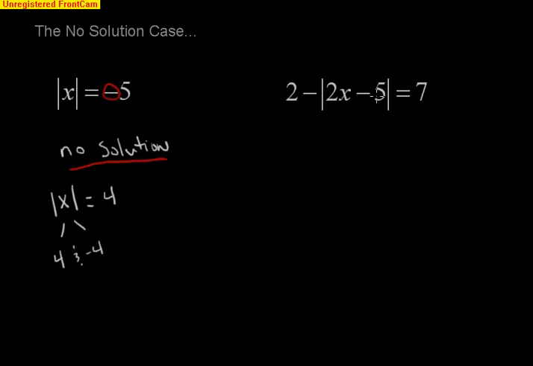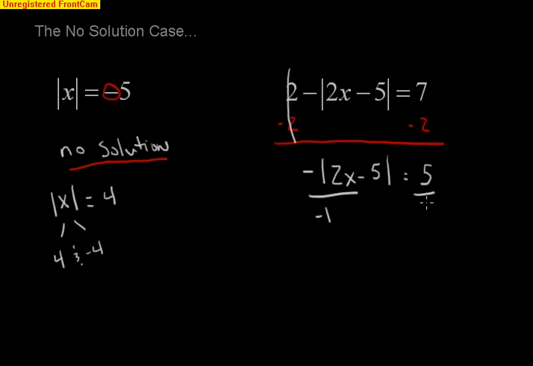If we look at this one and we set this up, well, just like the previous examples, the absolute value is not by itself. So I'm going to subtract 2, subtract 2. The 2 and the negative 2 cancel, and I can't forget to bring this negative down, so I've got negative |2x - 5| is equal to 7 minus 2. We get 5. The absolute value is still not by itself, so I'm going to divide this side by negative 1. Then I'll have |2x - 5| is equal to negative 5.